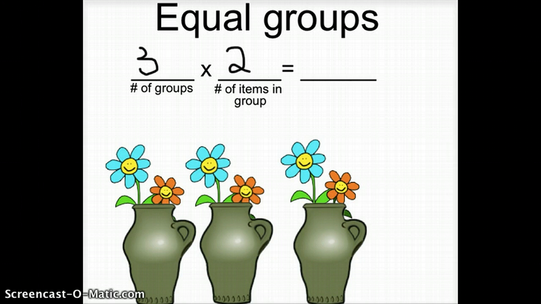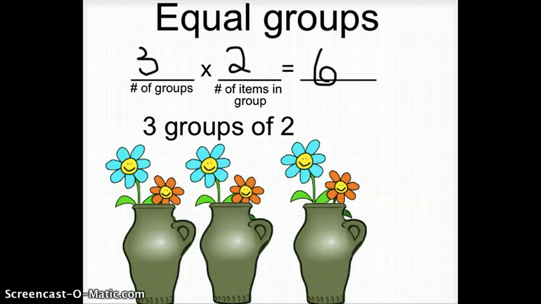She now has 3 groups of 2. 3 times 2, or 3 groups of 2 flowers, is 6. Miss Berrien used equal groups to place an equivalent amount of flowers in each group.